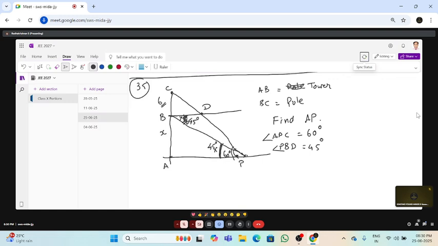Because these two lines are parallel and these are alternate angles, right? So that is why this also becomes equal to 45 degree. Angle APB equal to 45 degree. This is because of alternate angles. Now using this, you can use the properties of triangle and solve this problem.